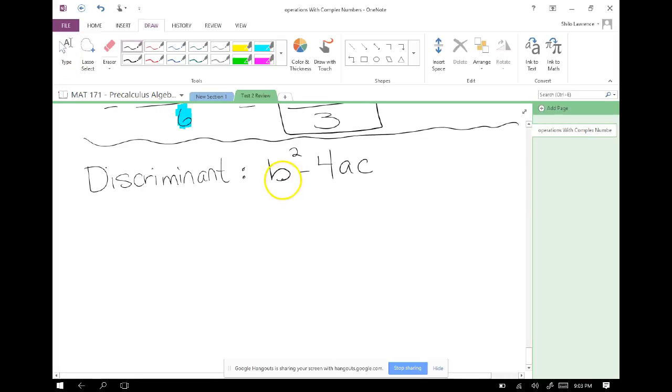So if you just find the value for b squared minus 4ac, if that value is negative, so less than 0, that value is under the square root. If you have a negative number under the square root, that's when we get i's. i's are complex numbers. So if your discriminant is negative, you're going to have 2 complex solutions.